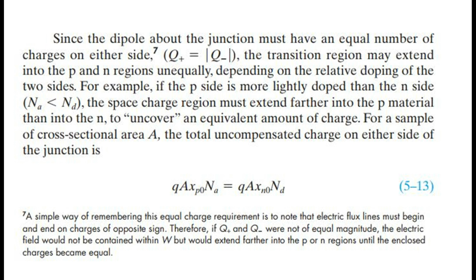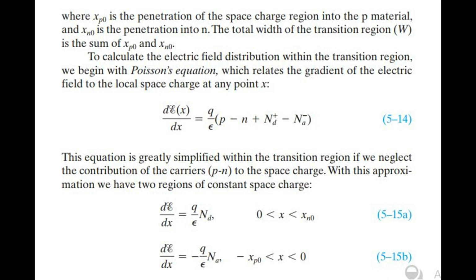The total width of the transition region, W, is the sum of xp0 and xn0. To calculate the electric field distribution within the transition region, we begin with Poisson's equation, which relates the gradient of the electric field to the local space charge at any point x. This equation is greatly simplified within the transition region if we neglect the contribution of the carriers, p and n, to the space charge. With this approximation we have two regions of constant space charge.